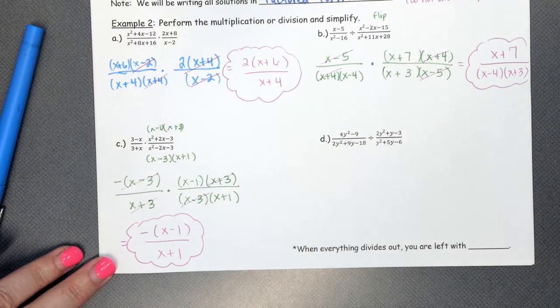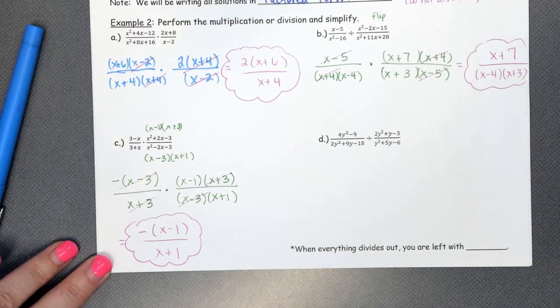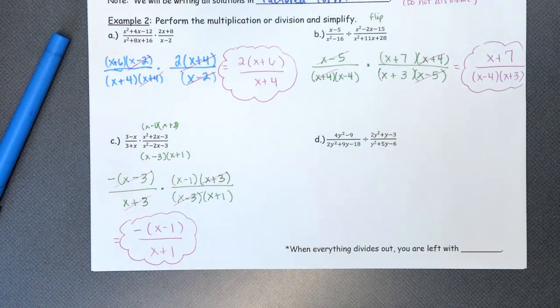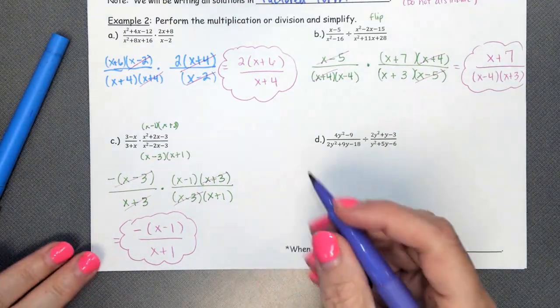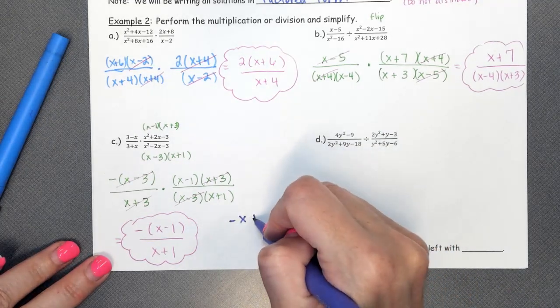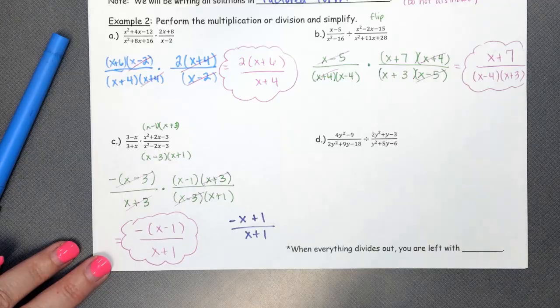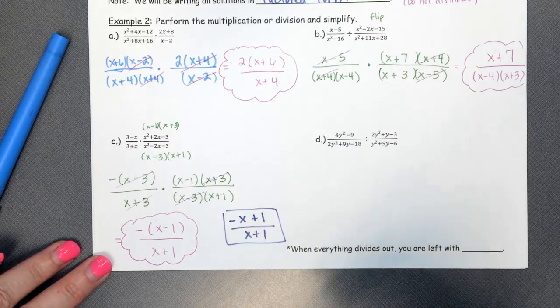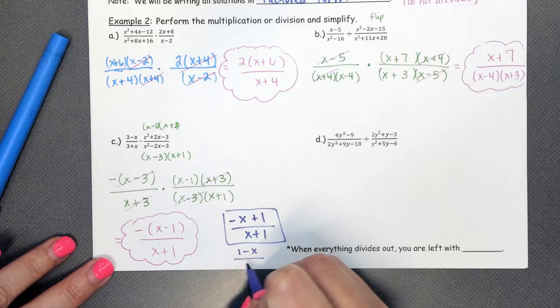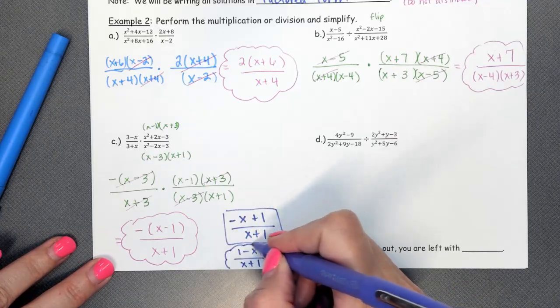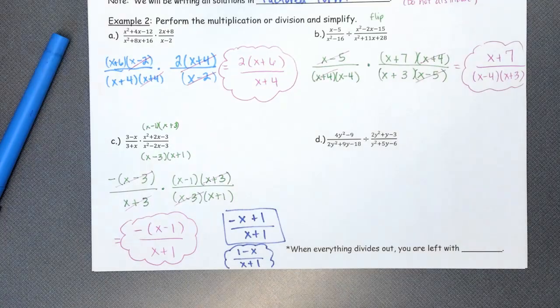The negative 1 is special. This is the only GCF where you'll be able to have multiple ways to write it. You could also write it as negative x plus 1 over x plus 1. That's a correct answer. Okay, or you can write it as 1 minus x over x plus 1. That's a correct answer too. So any of those are correct. Okay, if it's a number other than 1 or negative 1, you do have to make sure it stays on the outside. Okay, but the negative 1 can appear in various ways.